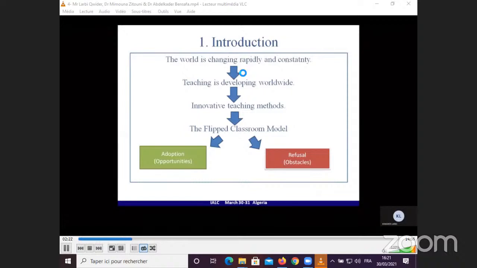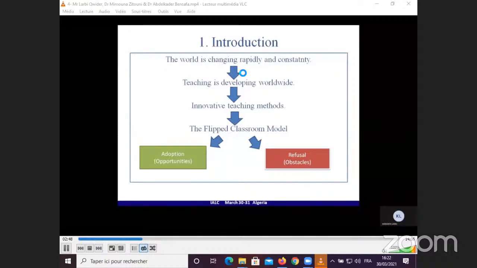One of these innovative teaching approaches is what is called the flipped classroom model. This approach aims chiefly at preparing the learner for the subject before the course, then during the class. So there is a set of tasks and activities that seek to increase the quality of face-to-face teaching. The aim of this study is chiefly to highlight in a little more detail teachers' viewpoints about the opportunities and obstacles of the adoption of this model in Algerian universities.